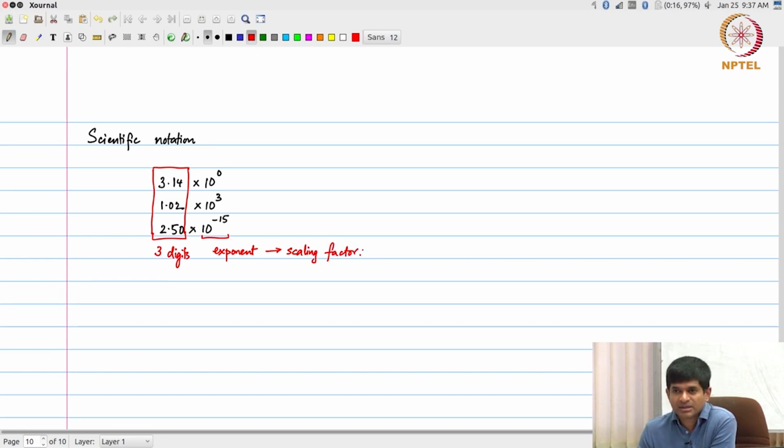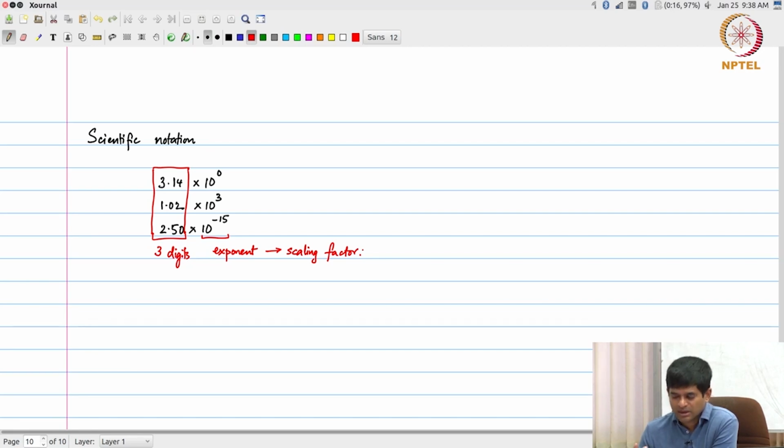which is another word for the scaling factor that I had for fixed point numbers. What's the main difference? In fixed point numbers, I gave you a notation. I told you that I am using 4.4. And the moment I say 4.4, it means all numbers with 4.4 have a scaling factor of 2 power minus 4. But in scientific notation, every number carries its scale factor along with it. So 3.14 into 10 power 0, that number is carrying a scale factor of 0 along with it. 1.02 into 10 power 3 is carrying a scale factor of 10 power 3. 2.50 into 10 power minus 15 is carrying a scale factor of 10 power minus 15. Okay, so each number basically carries its own scale factor along with it.